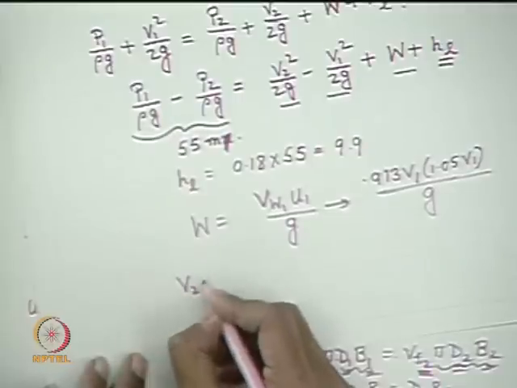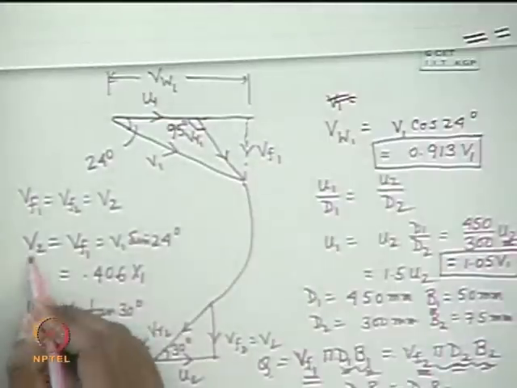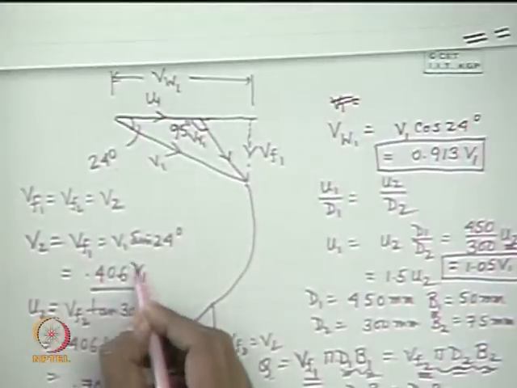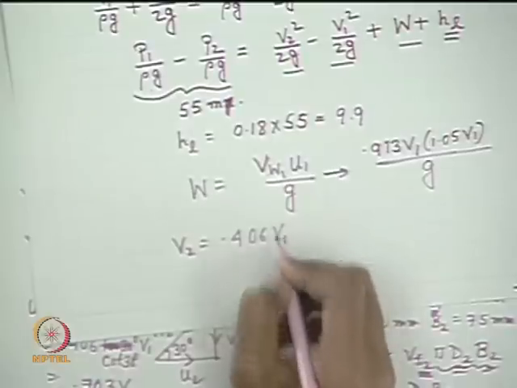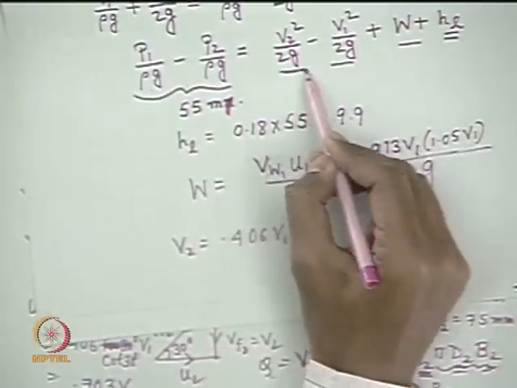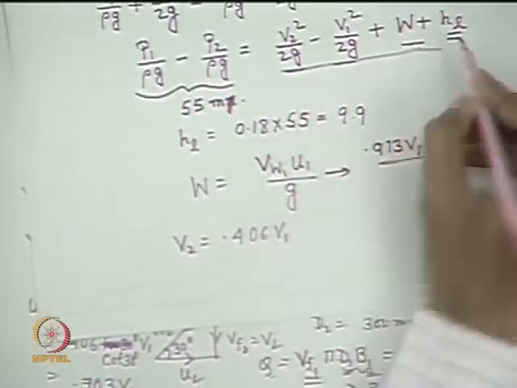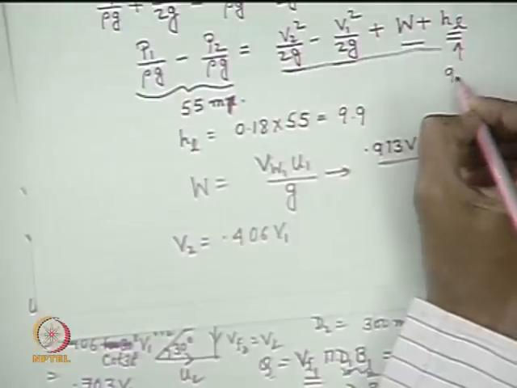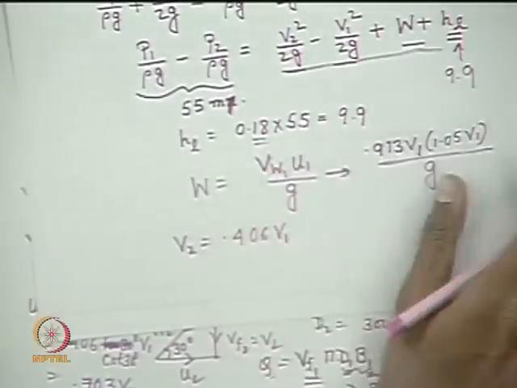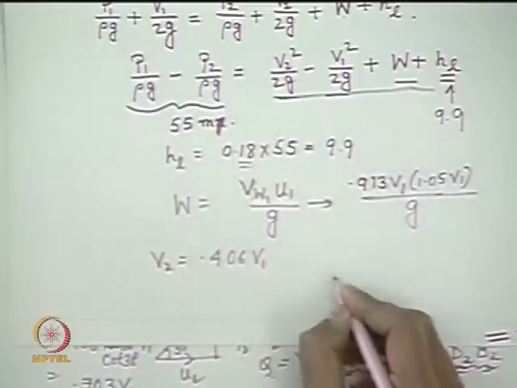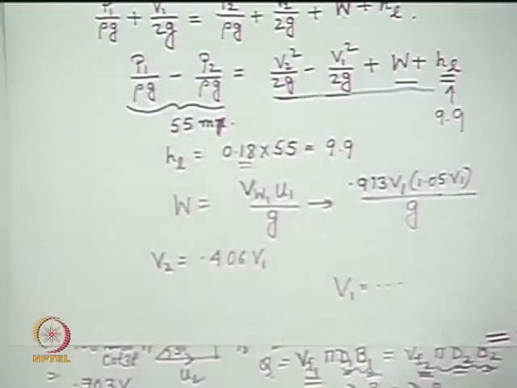So V2, what is V2? VF2. V2, we see that V2 is 0.406 V1. So therefore, this right hand side of this expression, HL is known, 9.9, that is 18% of the difference in pressure at inlet and outlet. So therefore, from this equation, we can find out the value of V1.